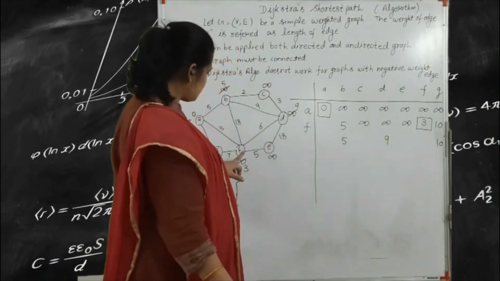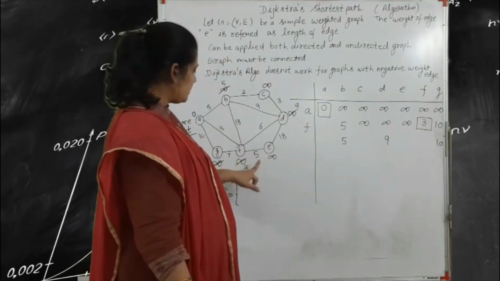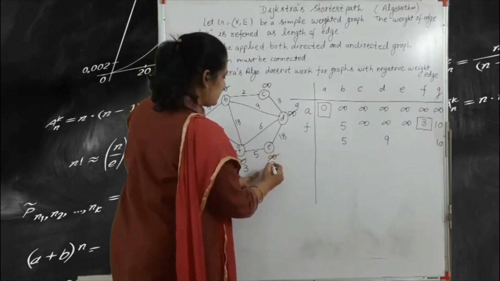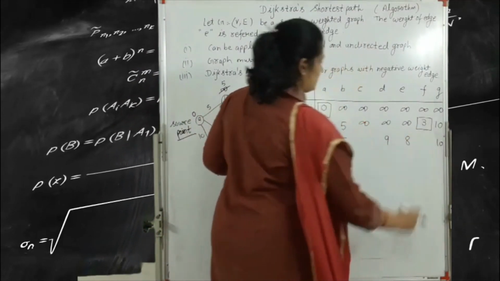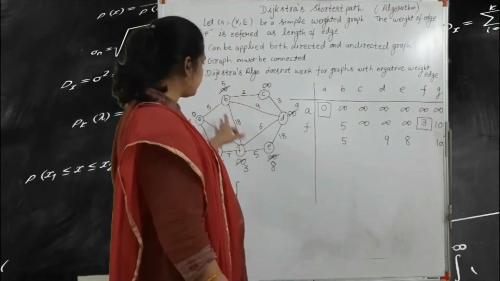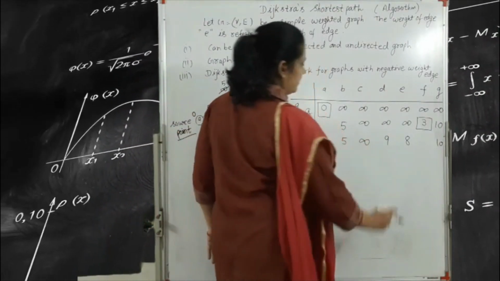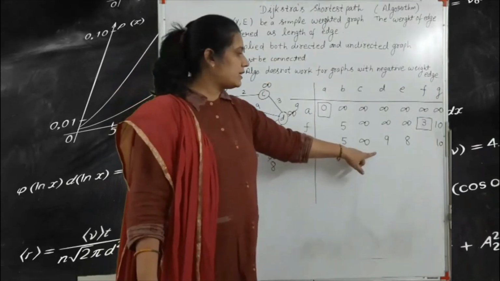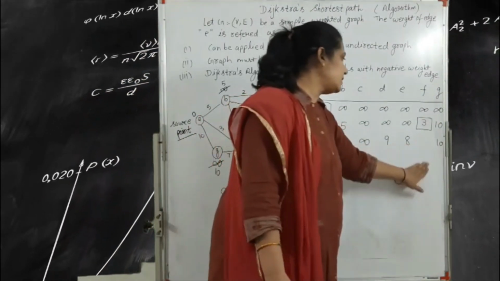Got it? Next one is F to E. So F to E is 3 plus 5, 8. So here we write the 8. So F to E we write the 8. Okay, and F to C. So here F to C is not directly connected. So we write here the infinite. Okay, so here we get the 5, infinite, 9, 8 and 10. Here we leave the blank.